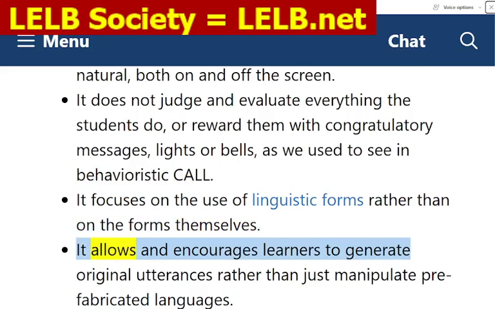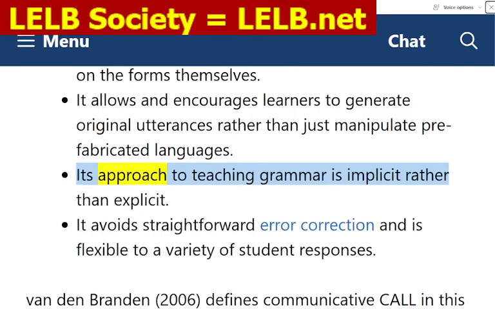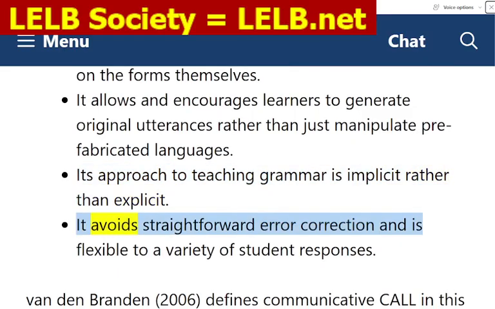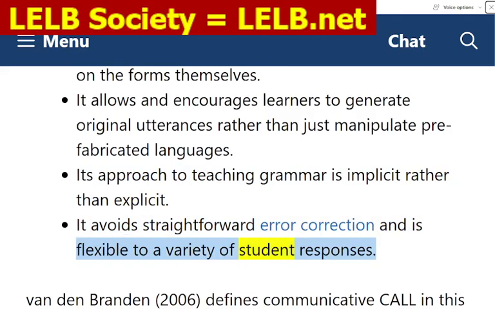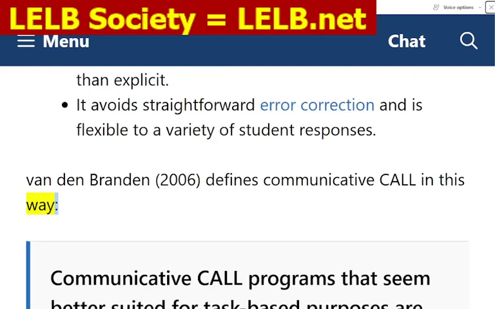It allows and encourages learners to generate original utterances rather than just manipulate prefabricated language. Its approach to teaching grammar is implicit rather than explicit. It avoids straightforward error correction and is flexible to a variety of student responses. Van den Branden, 2006, defines communicative CALL in this way.